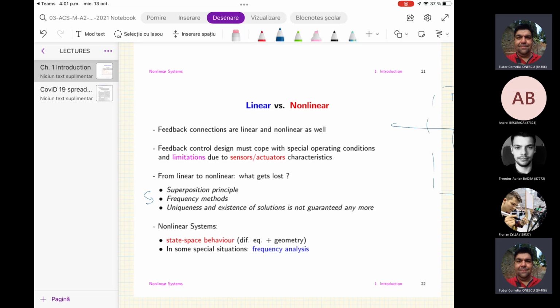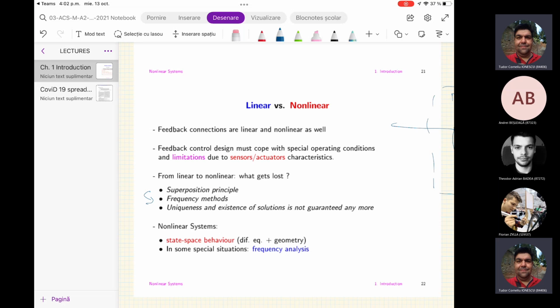They tried to invent one through Volterra series expansion. They tried, and now apparently they are trying again to invent a frequency domain for nonlinear systems, but that's very cumbersome, and it's not an actual frequency domain in the sense of how we know it from the Laplace transform or Fourier transform. Of course, in the case of nonlinear systems, the uniqueness and existence of solutions is not guaranteed any longer.